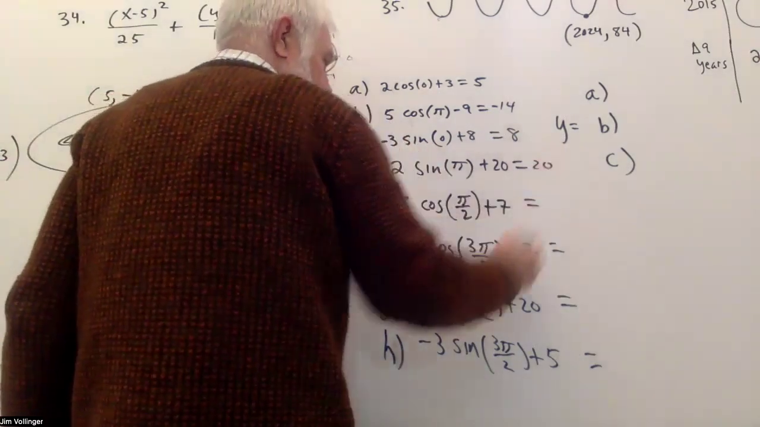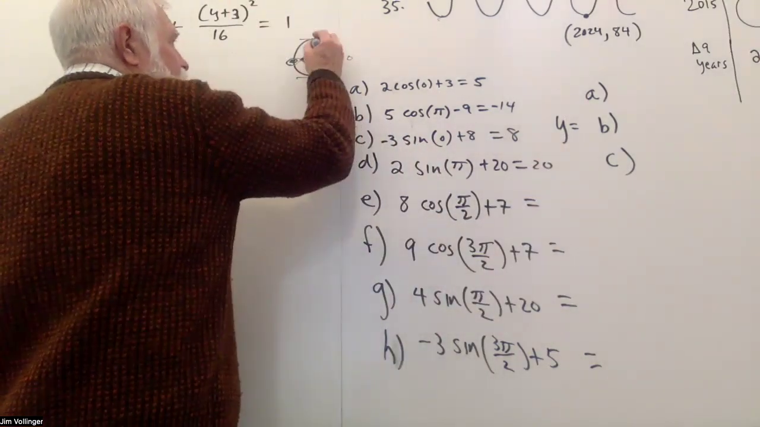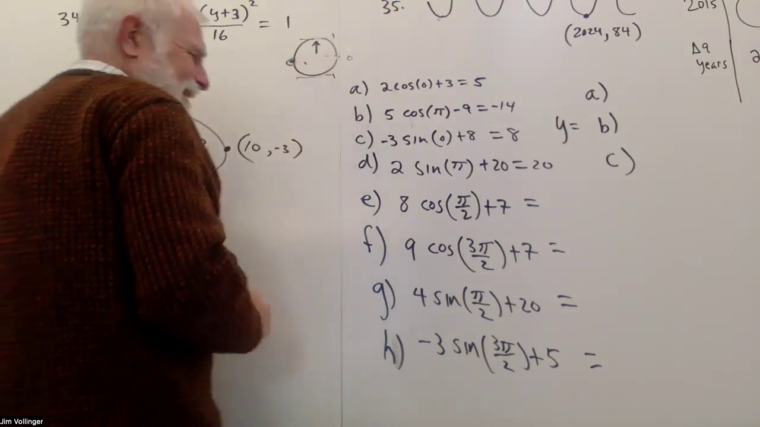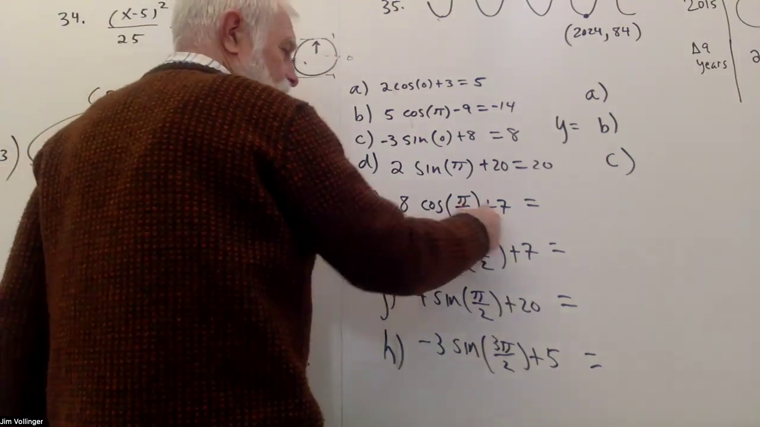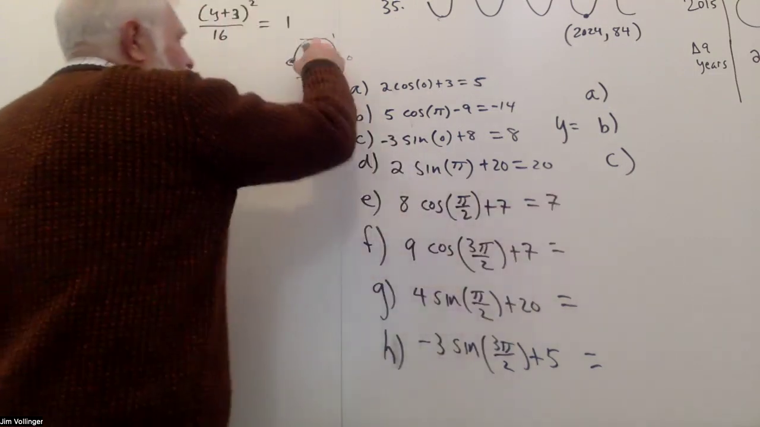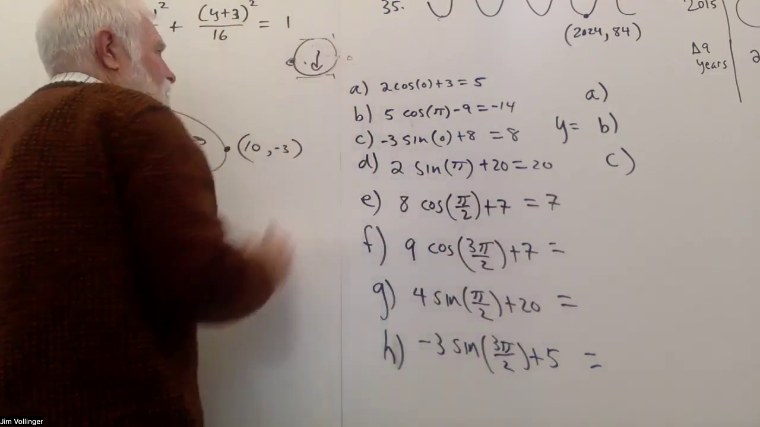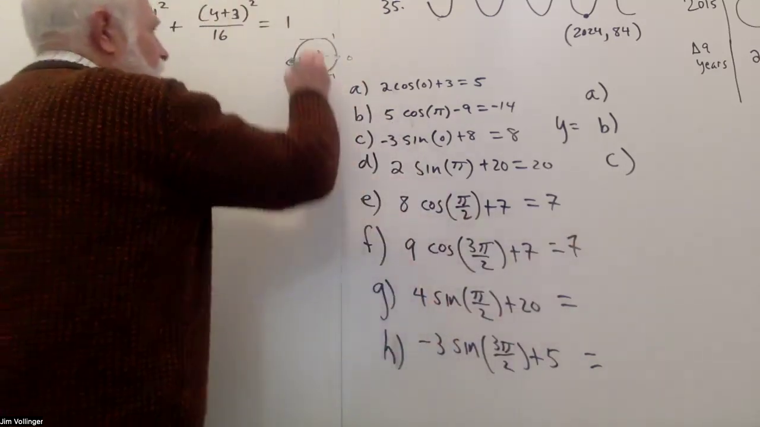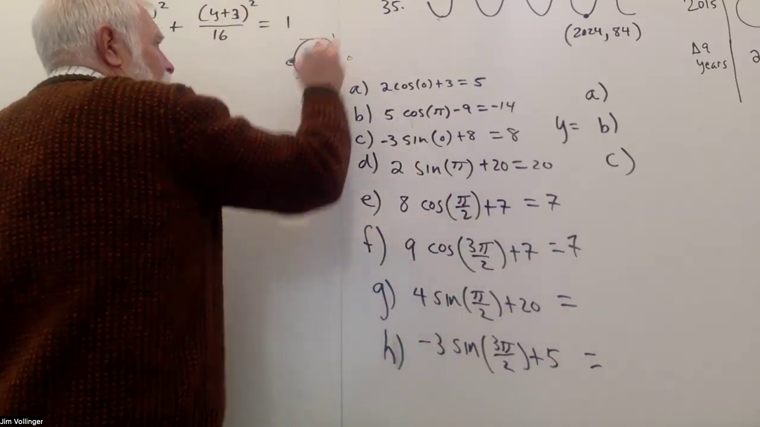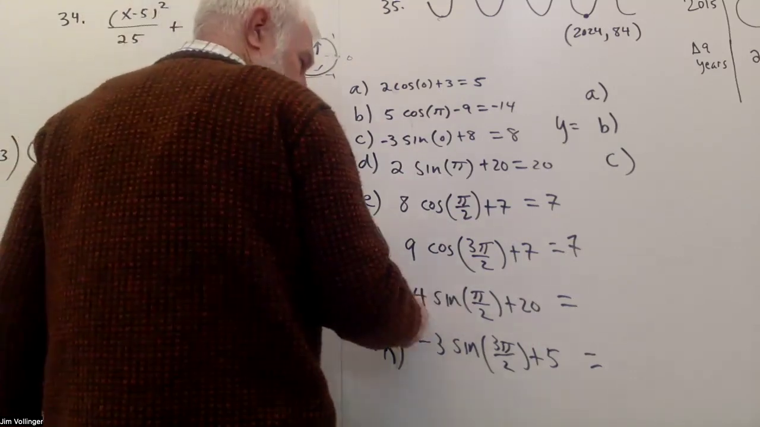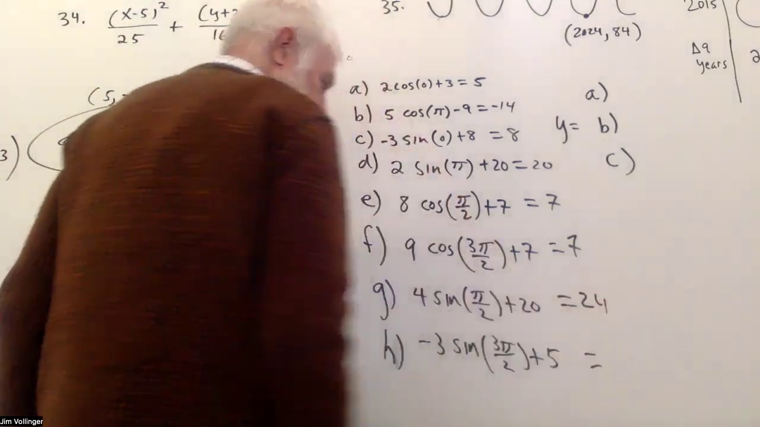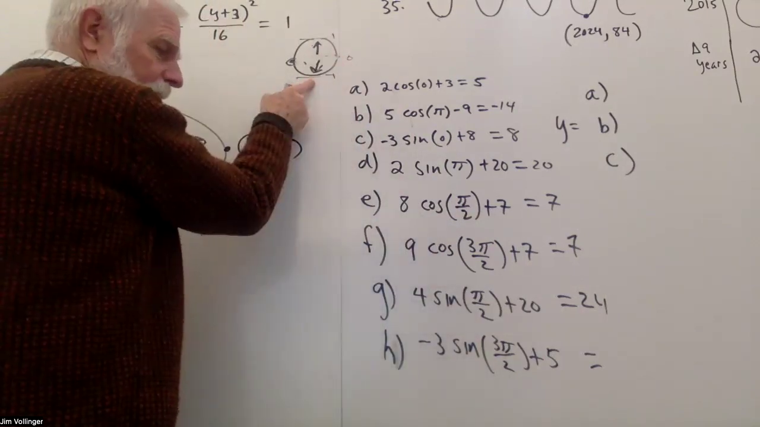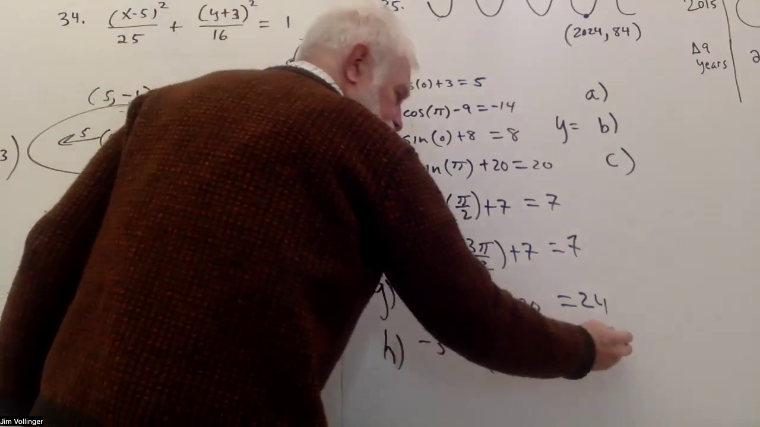I get 20. What's the cosine of pi over 2? Straight up. What's cosine measure? Width. Well, what's the width right there? There is none. Cosine of pi over 2 is 0, so that gets you 7. How about 3 pi over 2? Straight down, no width. 7. Sine of pi over 2. Sine is height. What's the height at pi over 2? 1. 4 and 24. What's the height at 3 pi over 2? It's down here. -1. 3, 5, 8.